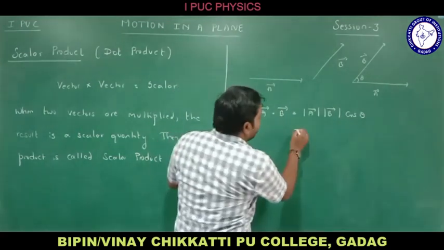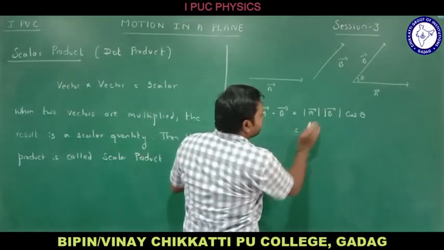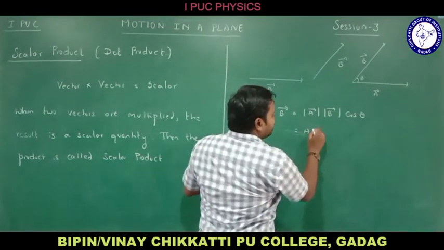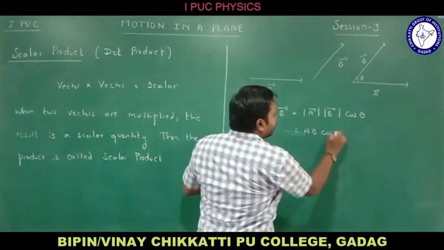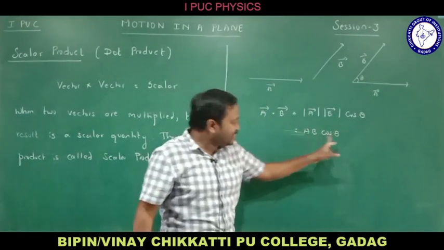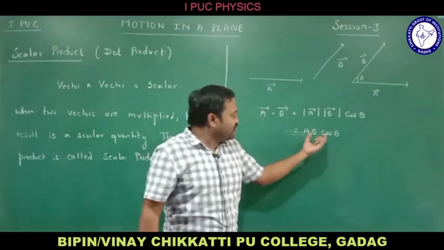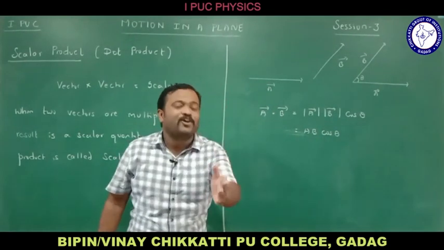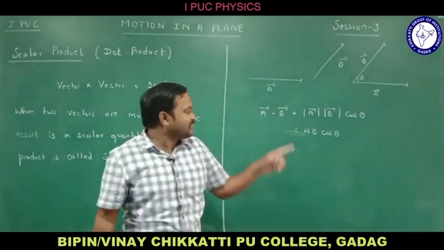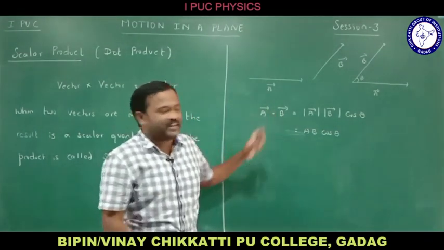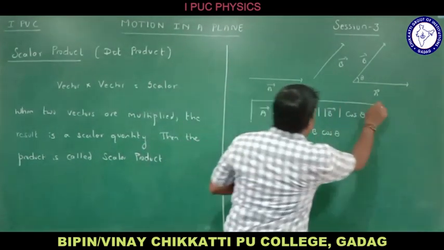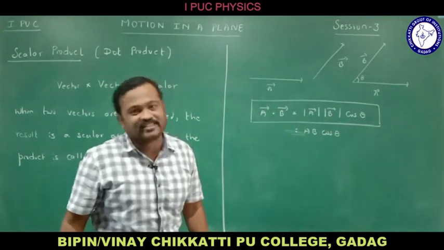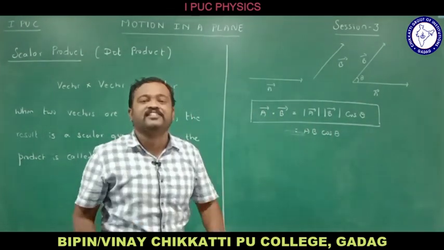Modulus of a is nothing but a itself, the magnitude. The modulus of b vector is b, and then we get cos theta, and this is a scalar quantity. If the result is a scalar quantity, then the product is called a scalar product, or also called dot product, since we write it with a dot. So do remember this formula: a dot b is equal to modulus of a, modulus of b, cos theta. Let us define scalar product.